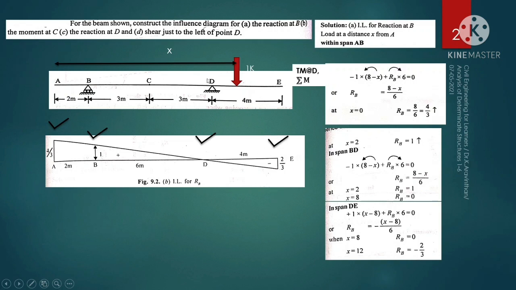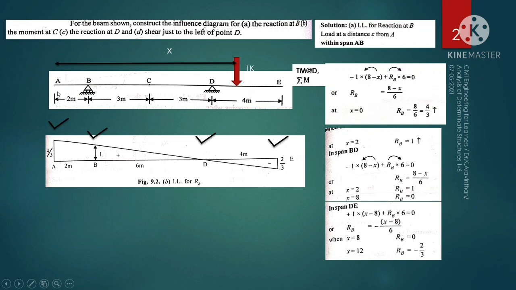The only thing is, to take the bending moment, you have to consider the unit load at each and every section. This is the concept. If you provide 1 kilonewton at each and every member, you will get the bending moment, and you can find the influence line. So this is the pattern of influence line for the reaction at B.